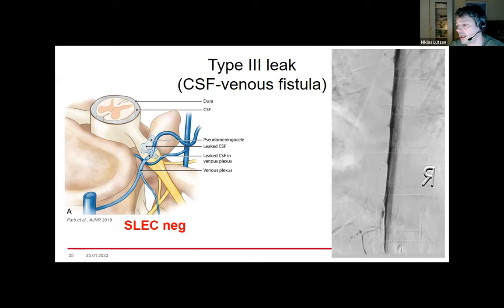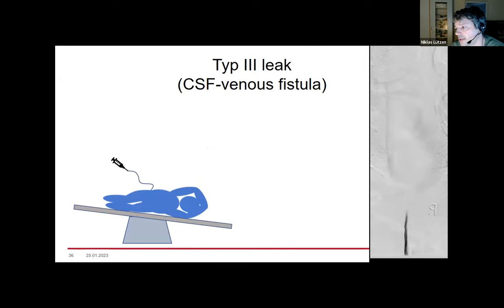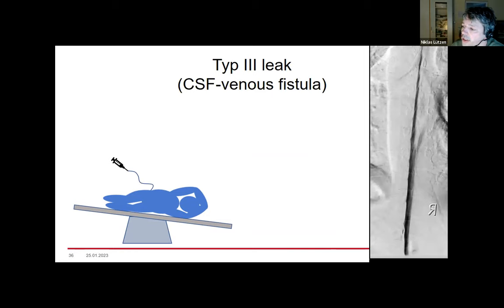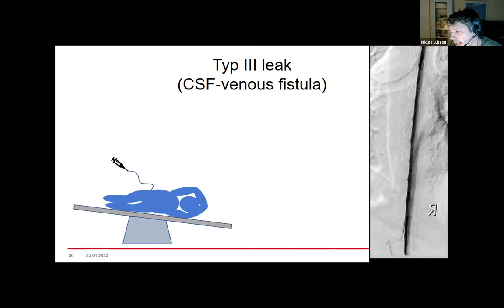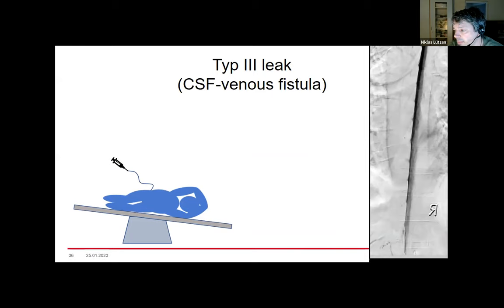And here's an example. We can see tubular structures at the paravertebral side, and the contrast is running into these veins. Now this is the dynamic digital subtraction myelography. The patient is placed in lateral decubitus position, and have a look at the lower left corner. Here we can see the contrast running into the veins. Sometimes there's a washing out due to non-contrasted blood. And this is a very big fistula.